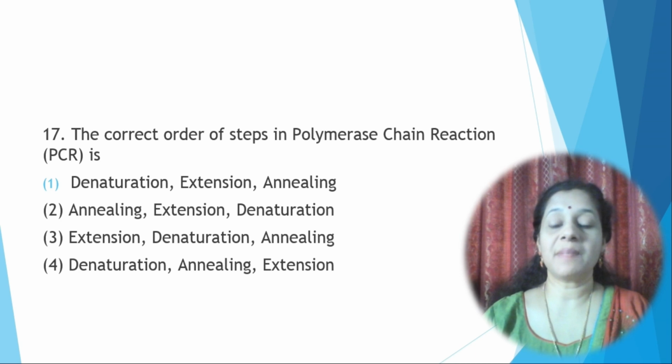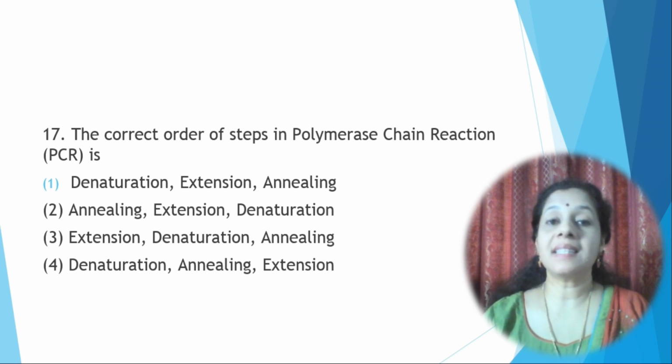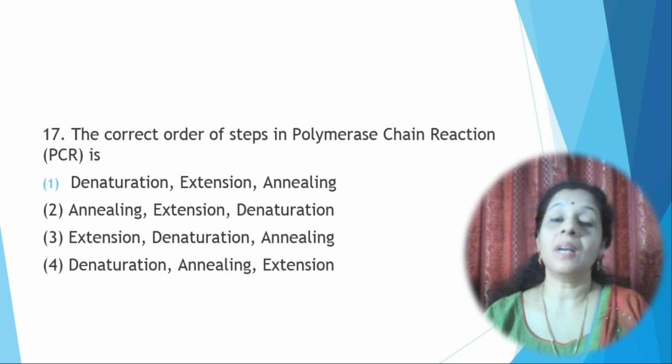The correct order of steps in polymerase chain reaction is denaturation, annealing, extension, option 4. By increasing the temperature, we separate the two strands of DNA to be amplified. Then annealing is the sticking or joining of RNA primer based on complementarity. And then polymerase enzyme will add new nucleotides in order to extend the strand, that is called extension.